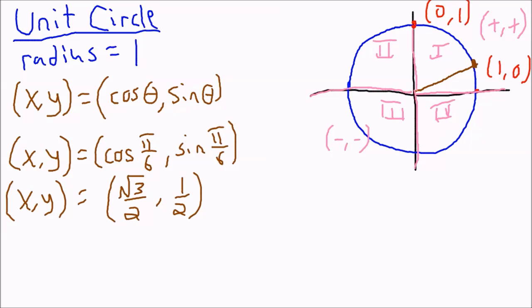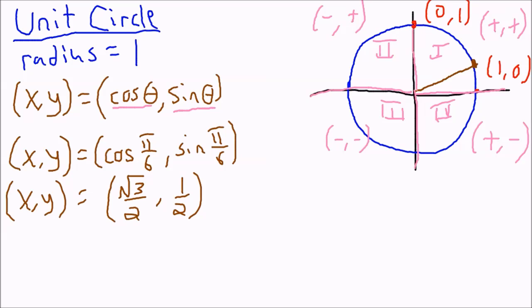In quadrant 2, we're in the negative x direction and the positive y direction, meaning that our x's will always be negative and our y's will always be positive. Or if we look over here, that means that our cosine value will always be negative and our sine value will always be positive in that quadrant 2. And then to finish it up, quadrant 4 is in the positive x direction and the negative y direction.